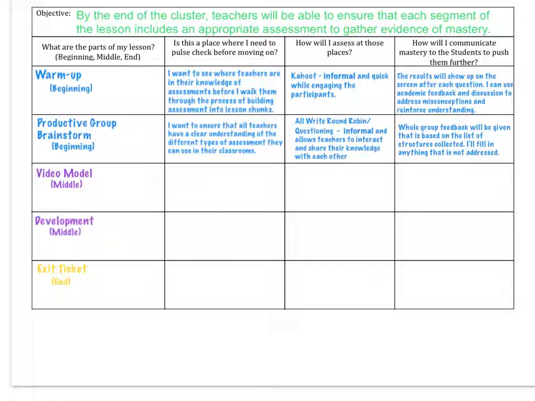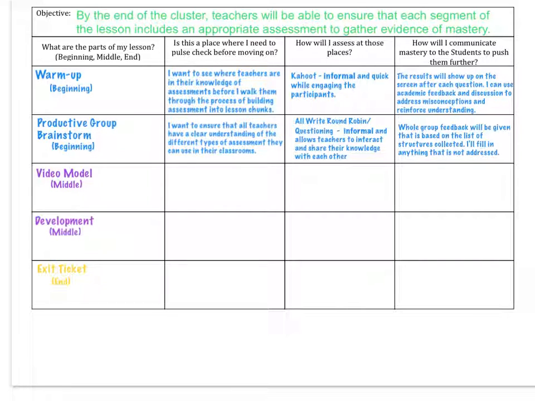The round robin is just the structure that I'm using, but really how I'm assessing is my use of questions as the teachers are engaging in that activity. And I just want to step out really quickly. Questioning is a form of assessment. It's informal, obviously, and I use what the students give me to guide my instruction.